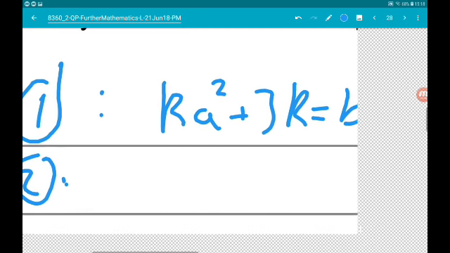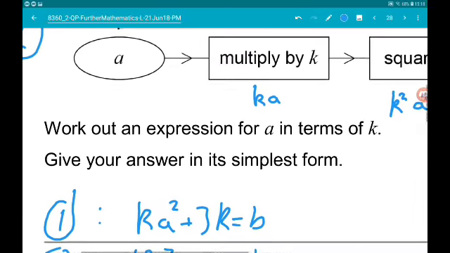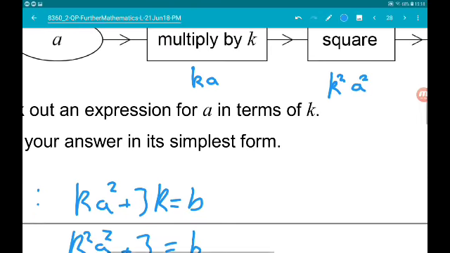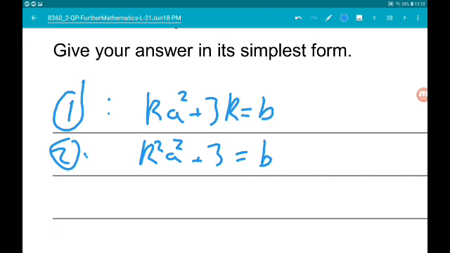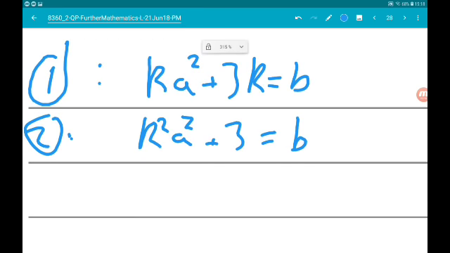So we got K squared A squared, add 3 is equal to B. Now, these equations are simultaneous, so we want an expression for A in terms of K. So we need B to get out of the way. To get rid of the B's, we're going to subtract one equation from the other.